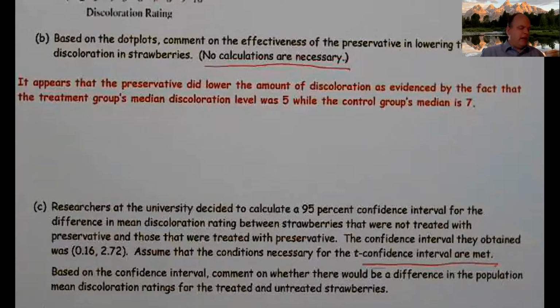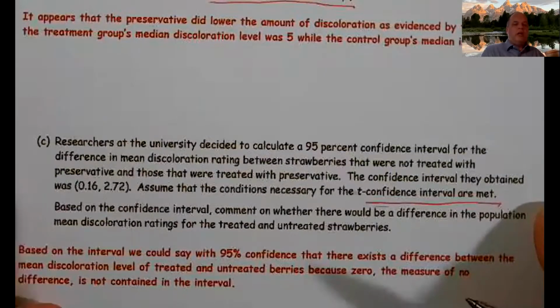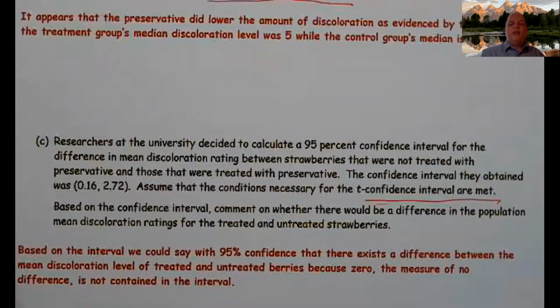So based on the confidence interval, comment on whether there would be a difference in the population mean discoloration rating for the treated and untreated strawberries. Well, if I just look at the interval, what I notice is it doesn't contain 0. If it doesn't contain 0, then there is a difference. All right? So based on the interval, we could say with 95% confidence that there exists a difference between the mean discoloration level of treated and untreated berries because 0 is not included in the interval. So there you go. There is a difference because 0 is not included.